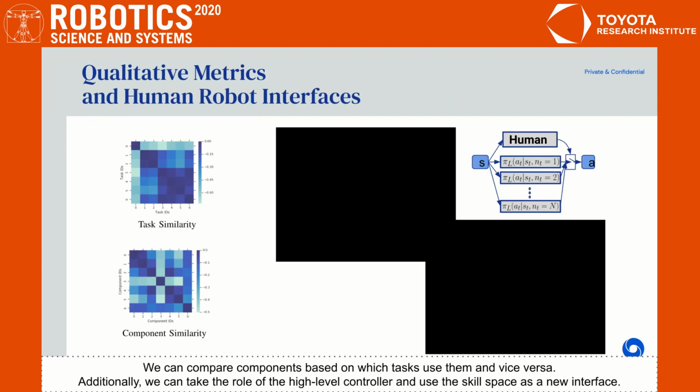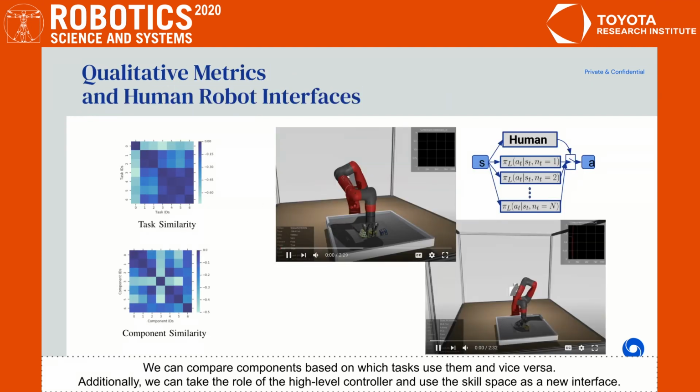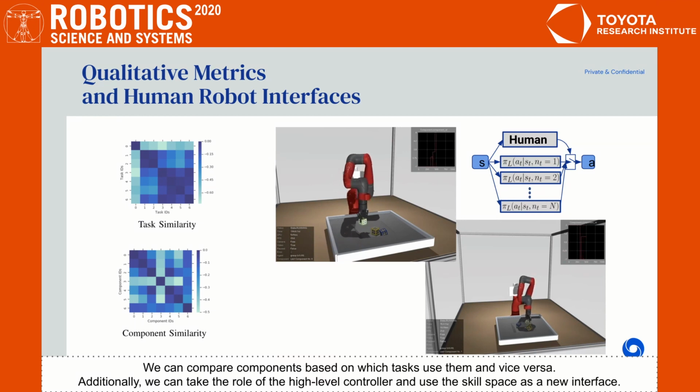We can compare components based on which tasks use them and vice versa. For example, we see that the second 2 and final 4 tasks are most similar to each other with respect to the skills they use. Finally, we can take the role of the high-level controller and use the skill space as a new interface for a human operator to control a complex system.